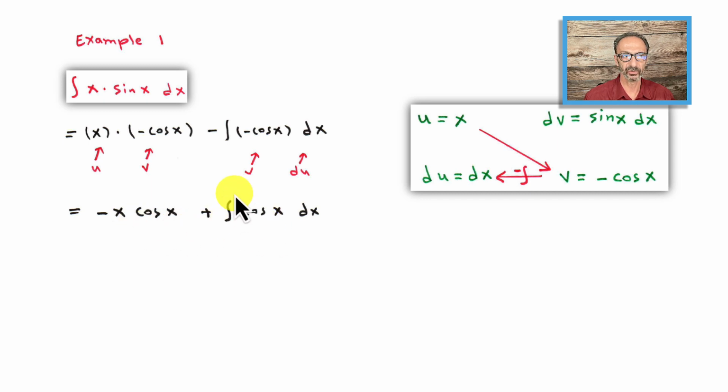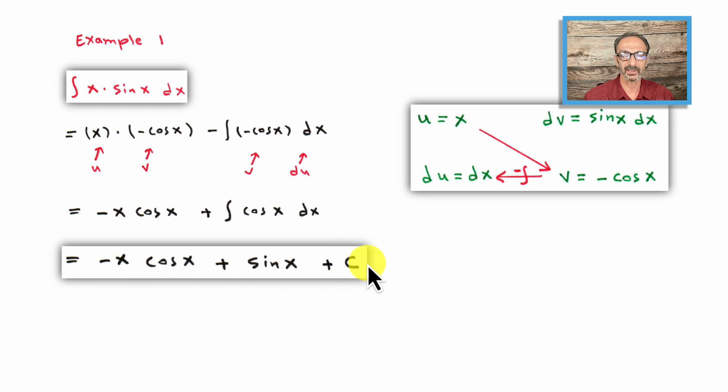We just need to simplify this part, the integration of cosine, which is sine, because the derivative of sine is cosine. Of course, we don't want to forget the constant of integration. Minus x cosine x goes down. Integration of cosine is sine x plus c. And that should do it. Let's go to example number 2.